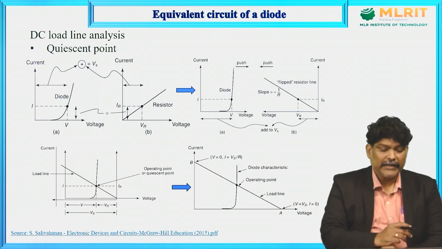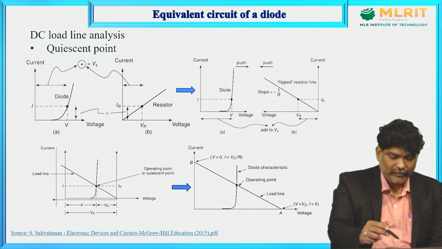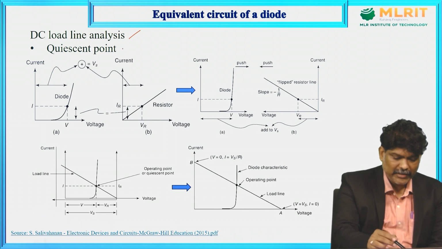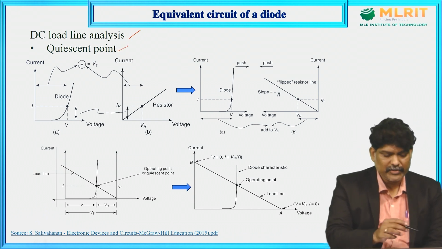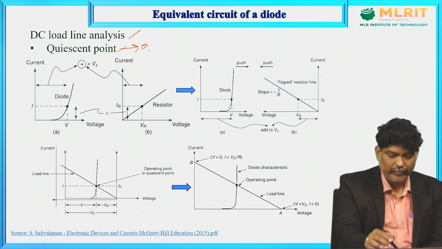Now let us see how this diode behaves when it is connected in a circuit. First let us see the DC load analysis and quiescent point. What is the quiescent point? The quiescent point is also called the operating point.